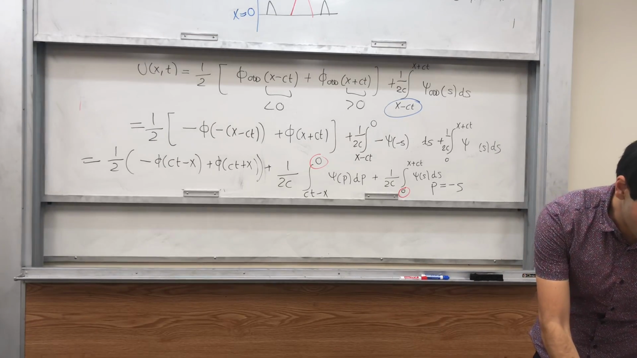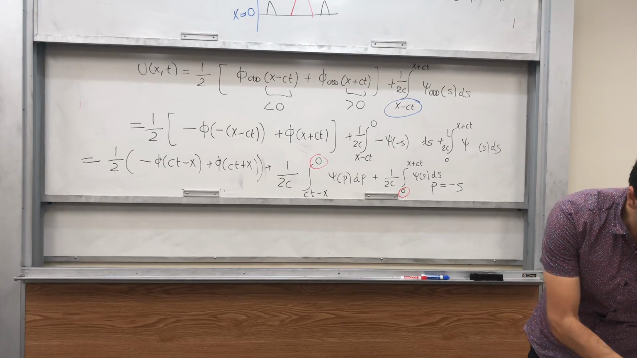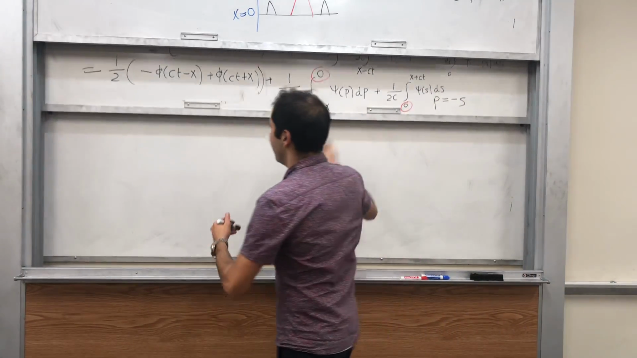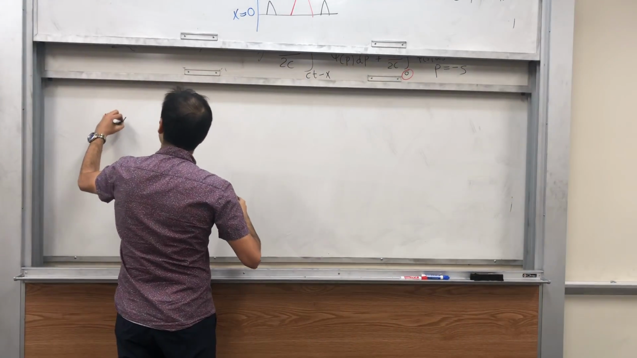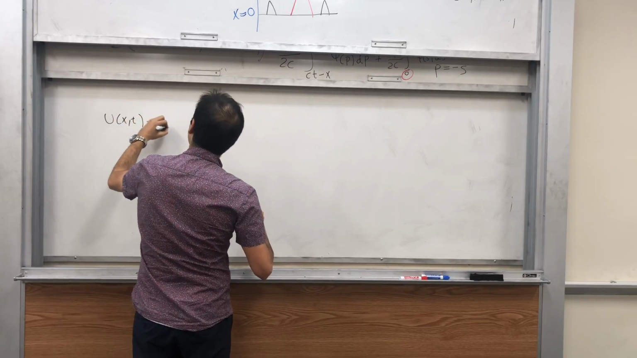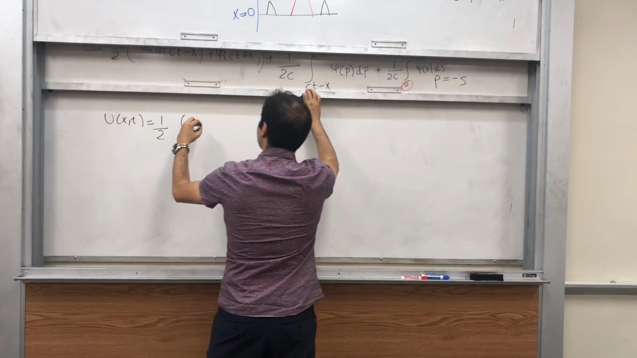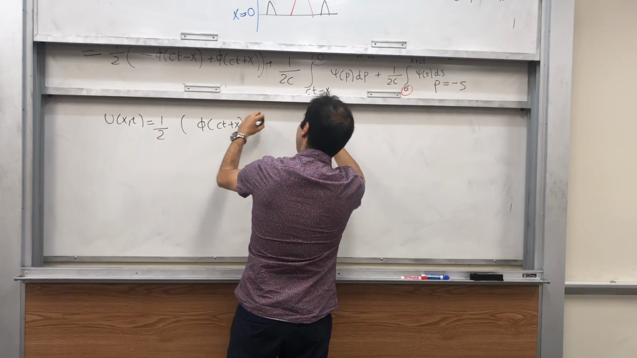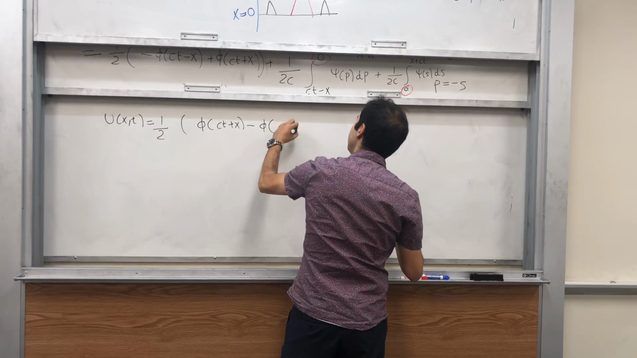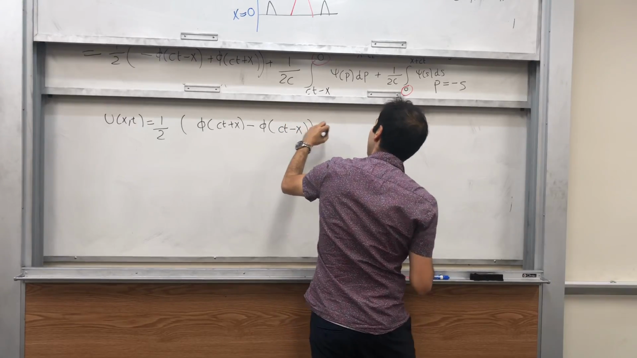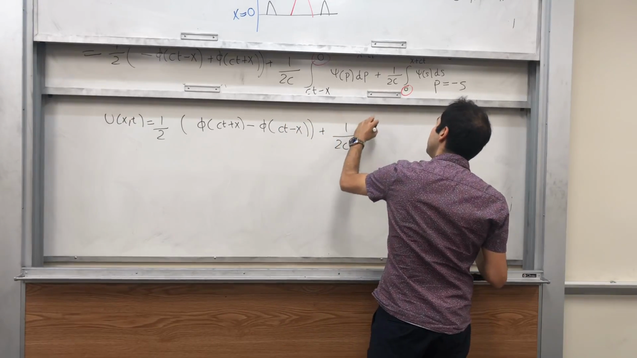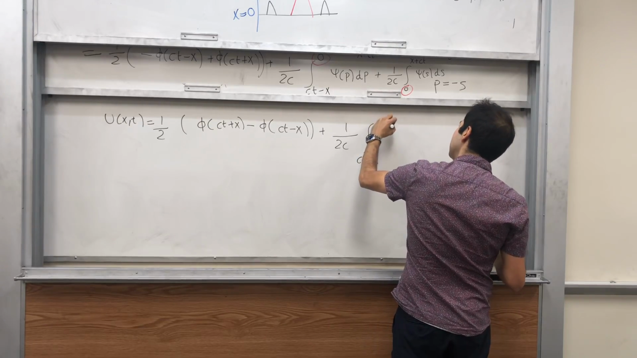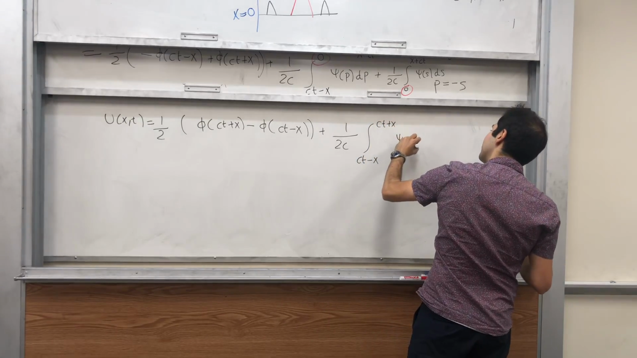So let me just check if that's correct. Yep. So what we get in this case is u of x,t equals 1/2 of phi of ct plus x minus phi of ct minus x, plus 1 over 2c integral from ct minus x to ct plus x of psi of s ds.